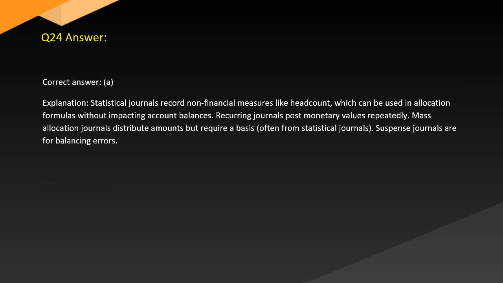Answer. Correct answer: A. Explanation. Statistical journals record non-financial measures like headcount, which can be used in allocation formulas without impacting account balances. Recurring journals post monetary values repeatedly. Mass allocation journals distribute amounts but require a basis, often from statistical journals. Suspense journals are for balancing errors.